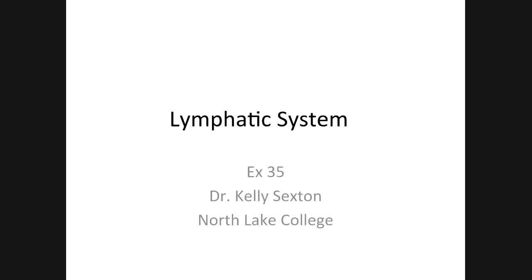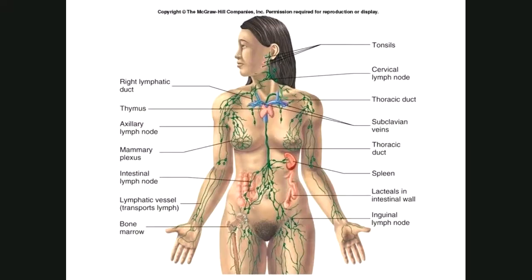So we're looking at the lymphatic system. So let's just talk a little bit about what the lymphatic system is first. This is a picture of the lymphatic system, and basically what it is, is another circulatory system. Remember we had the arteries and the veins and all that. That was a circulatory system for blood. Well, this is a circulatory system for a fluid called lymph.